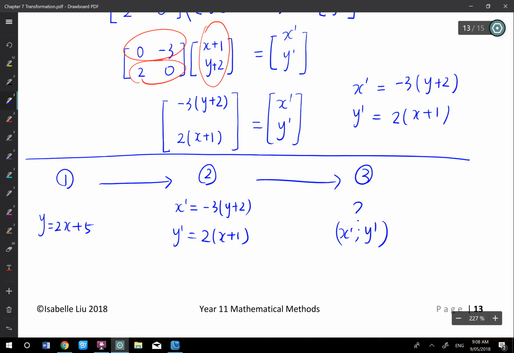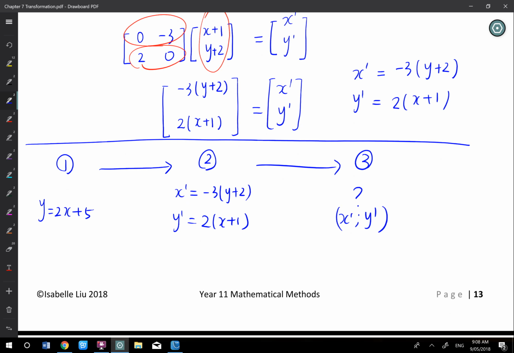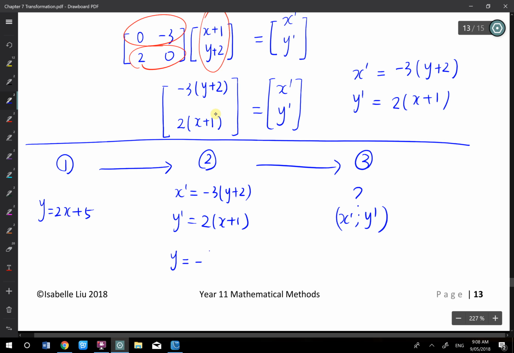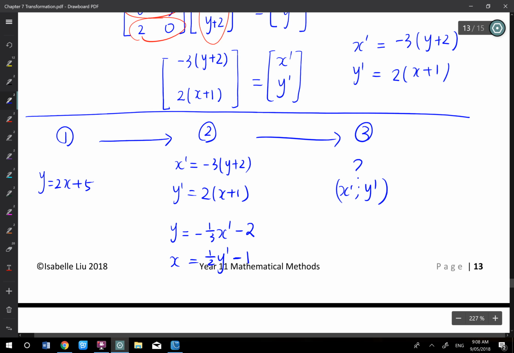Question goes back to 2 weeks ago. By knowing number 1 and 2, we can get number 3. We can get number 3 by substitution, because I need to replace x by y dash and replace y by x dash. So I need to rearrange the equation to get y equals minus a third x dash minus 2 and x equals a half y dash minus 1. That's by rearranging the equations.